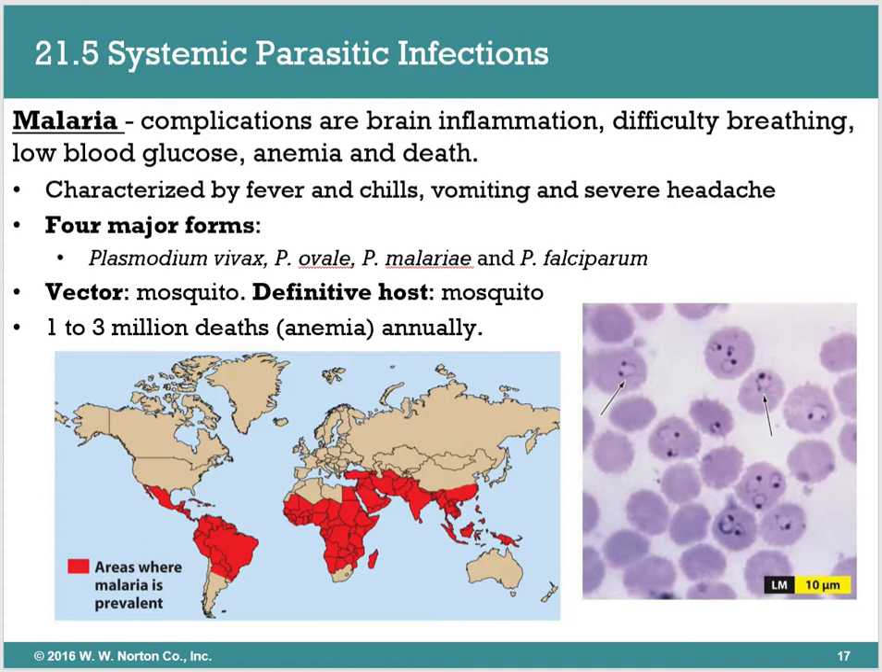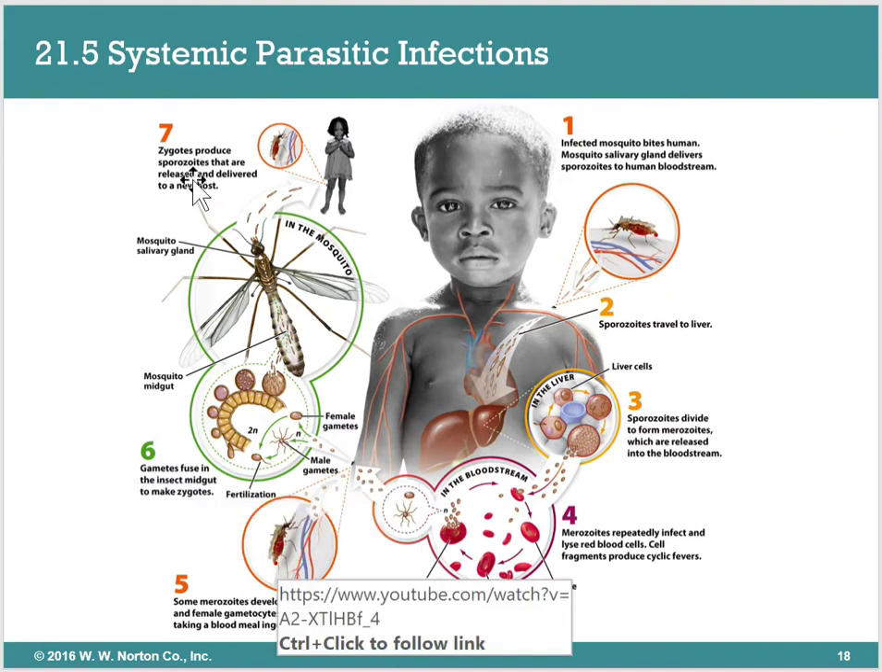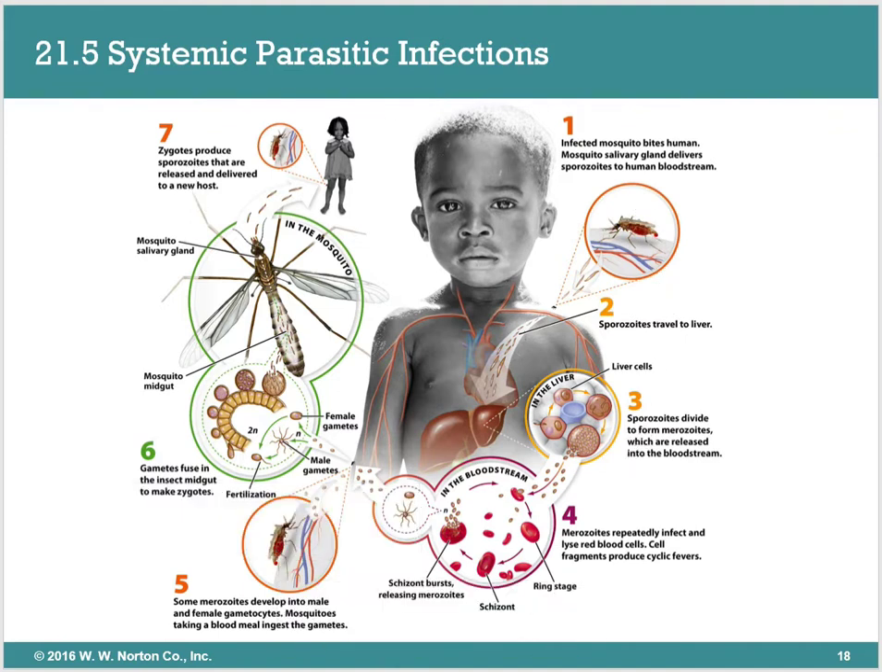So the mosquito is definitely a vector as well as a host, because the malaria parasite can reproduce inside the mosquito. So let's look at that. This is the general life cycle of malaria. I do have a video linked to this photo, and it's also on the next slide. So you can definitely watch it at your leisure.